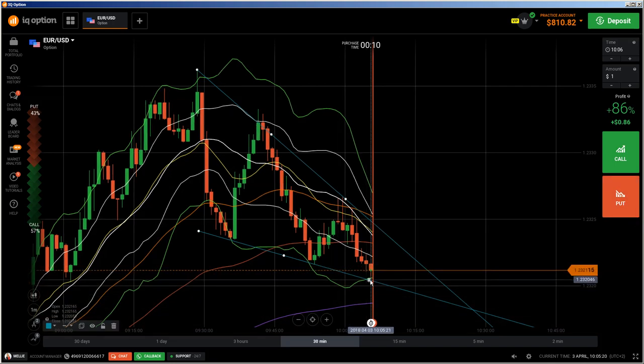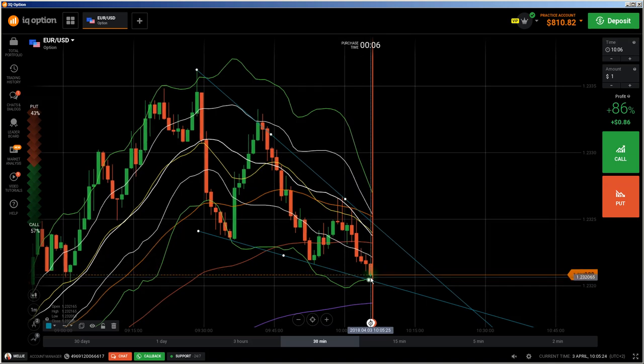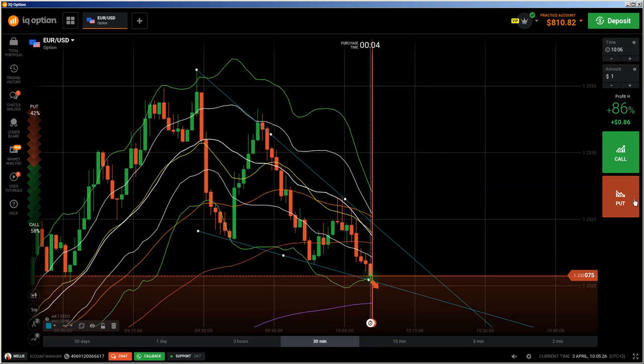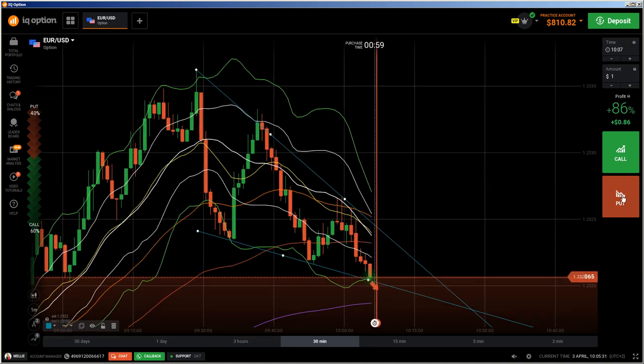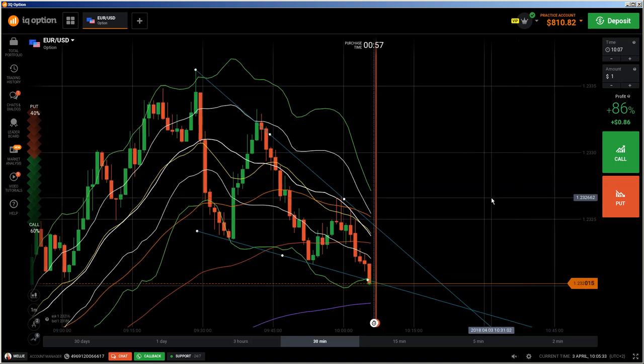Okay, now we got here a wick. Yes, it was a wick and we got a rejection here without seeing something. So I need a higher entry point. It was not offered to me, so I will not do any trade. I waited to get a higher entry point because it was a little bit risky.